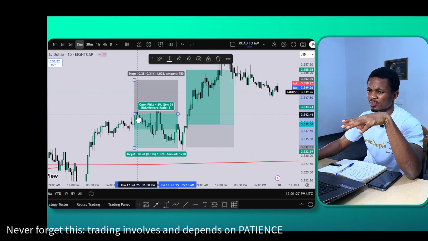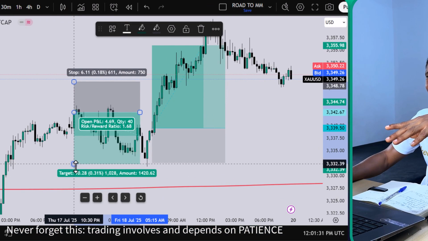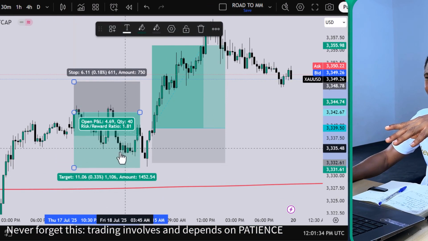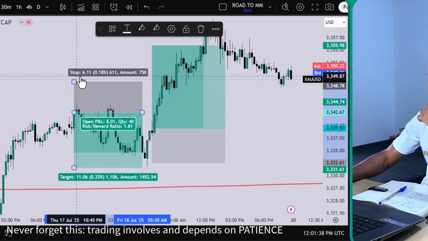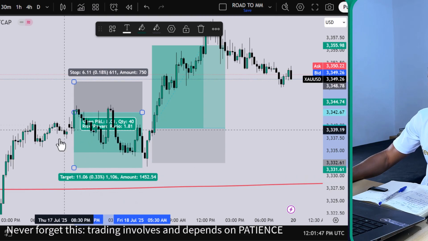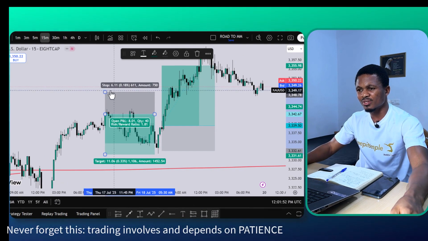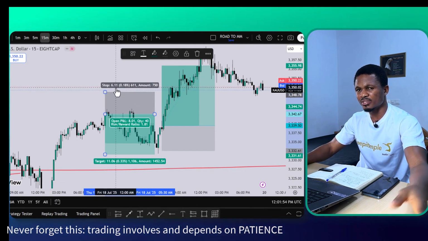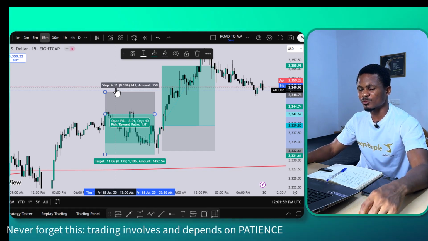Let's use the short position tool over here. So the assumption is we are taking a short trade. Our stop loss in this case is 6.11, that's the value over there, and our target is 11.06. In this case, if I may ask you, what do you think is going to be the pip for this stop loss? How many pips are you risking? I want to give you 3 seconds. Leave the answer in the comment section and let's proceed.